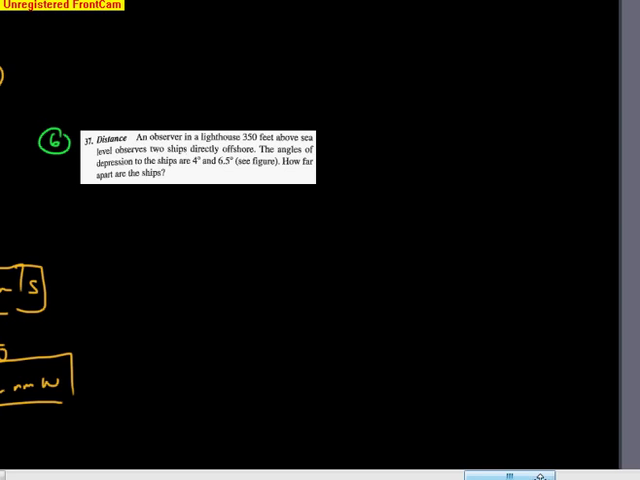An observer in a lighthouse 350 feet above sea level observes two ships directly offshore. The angles of depression to the ships are 4 degrees and 6.5 degrees. How far apart are the ships? Okay, so here is my lighthouse. It is 350 feet above sea level, so that's this height.